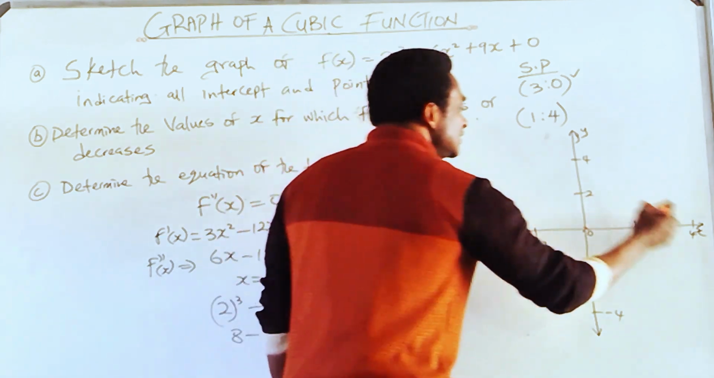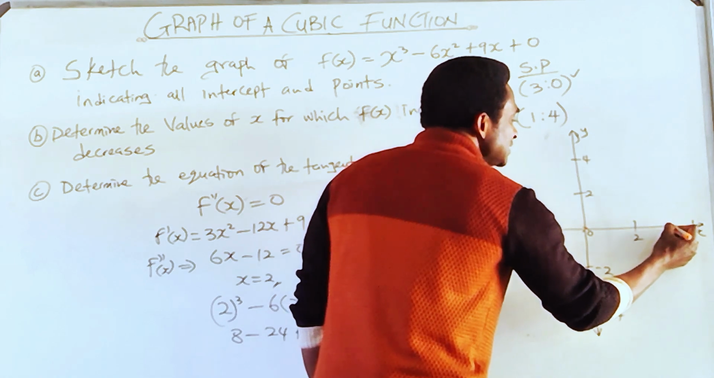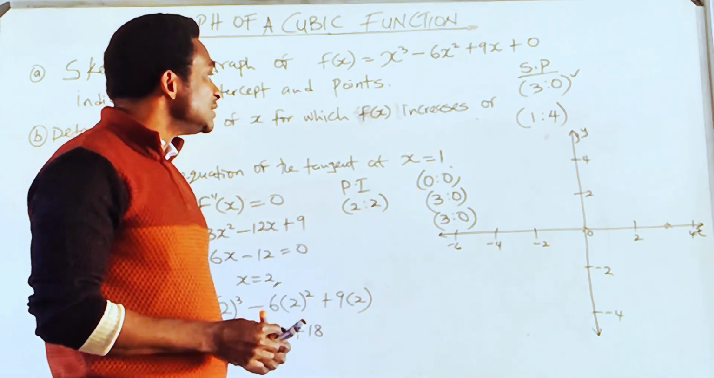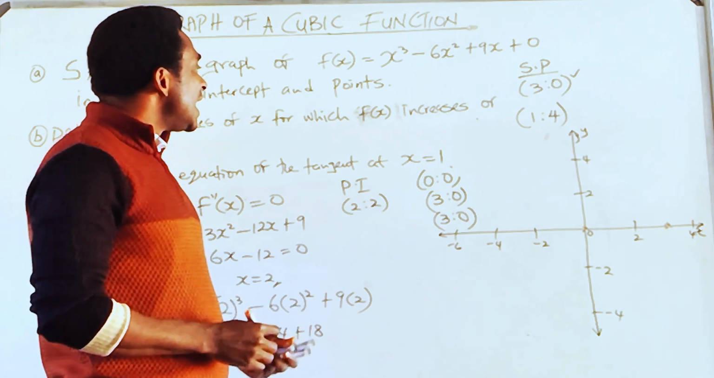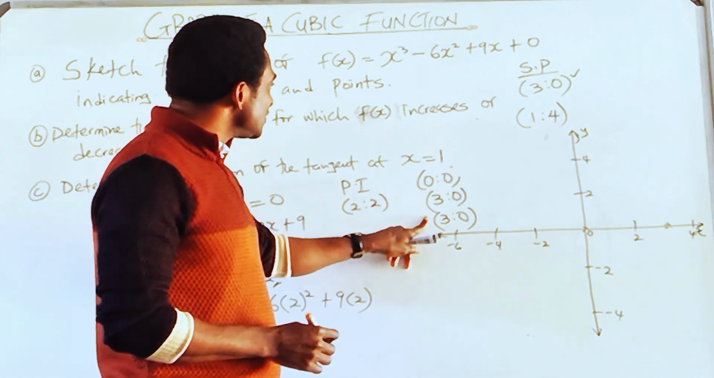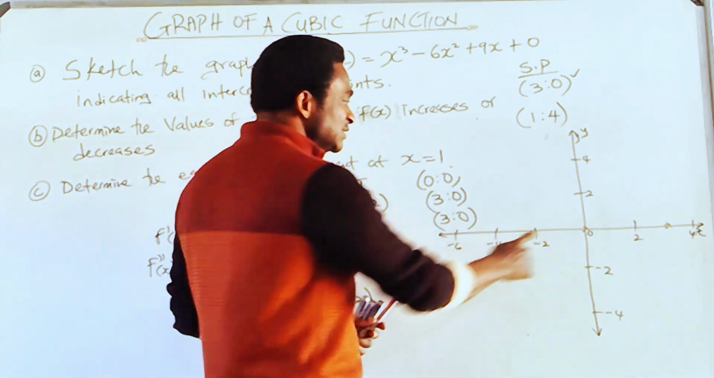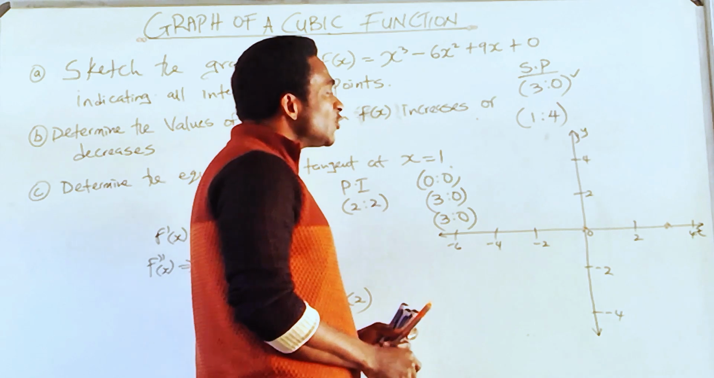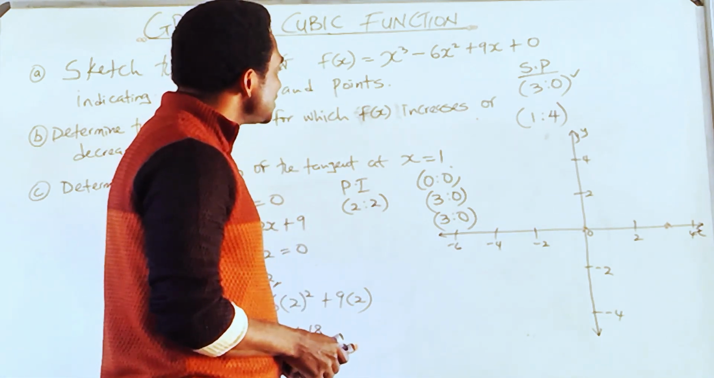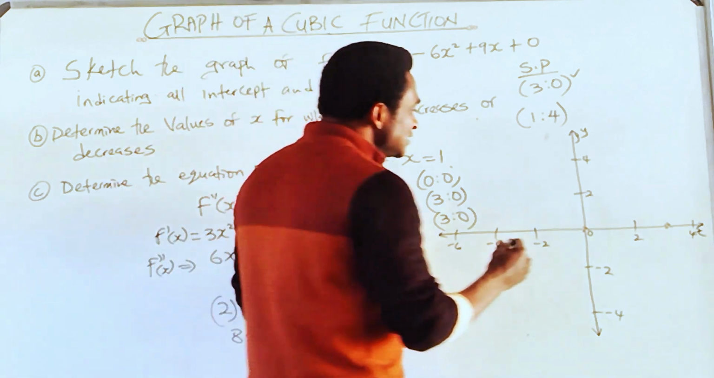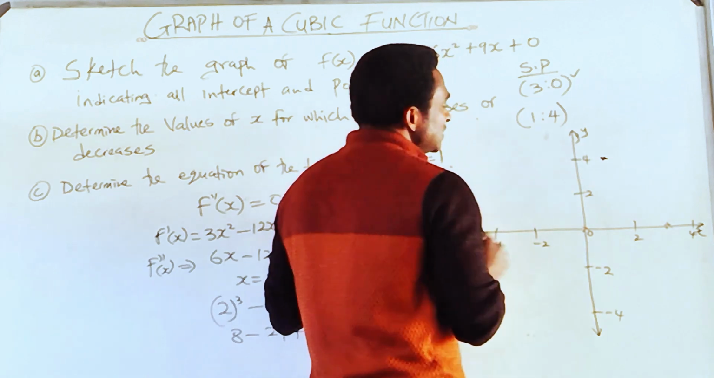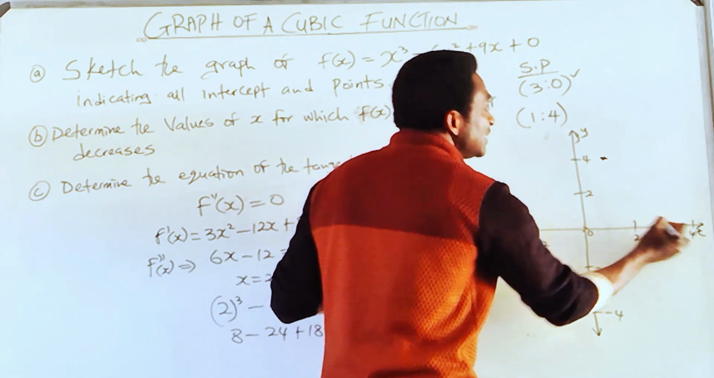I have 3, which is my x-intercept and which will also double as my stationary point. I have 0 and 0, 3 and 0. My y-intercept is the same thing as this. So I will have to plot my stationary points. The first one is 1 and 4, so I have this point. The second one is going to be here.